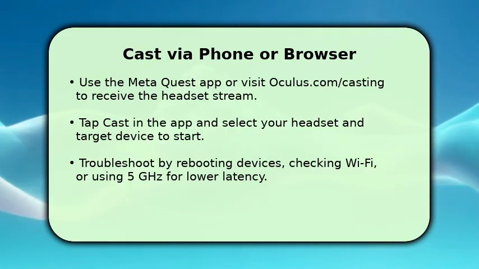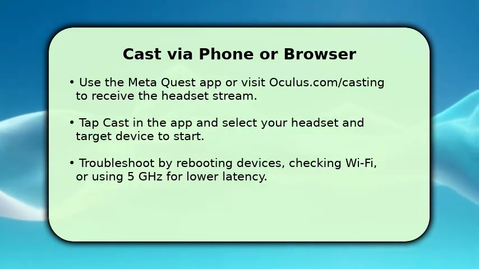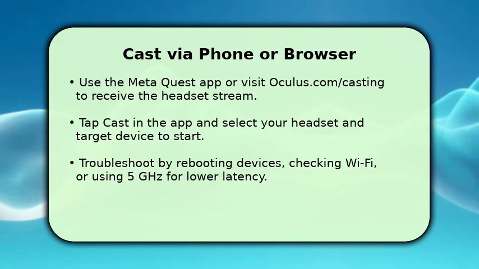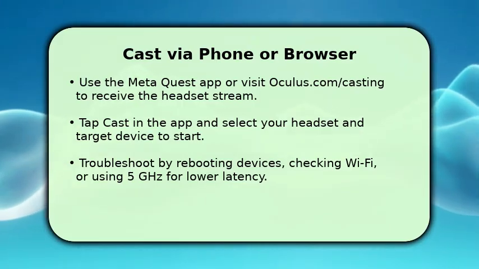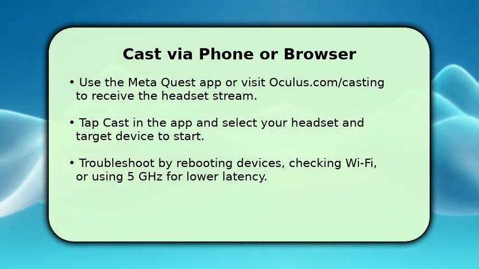If casting fails, reboot the headset, phone, or Chromecast and rejoin the same Wi-Fi network. Try switching to 5 GHz for lower latency and better video quality.